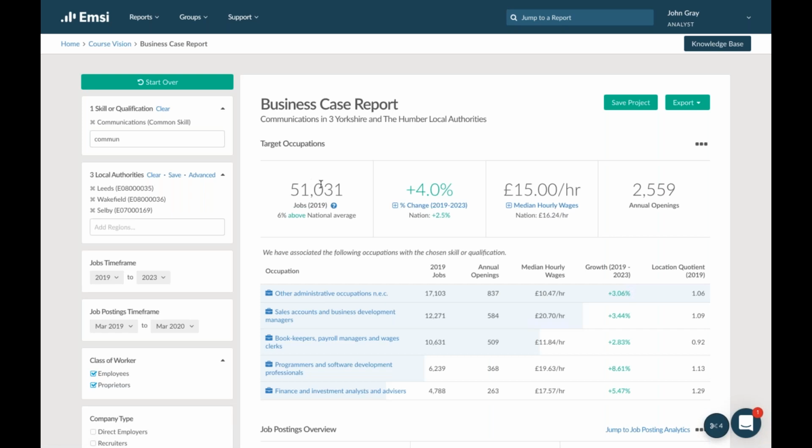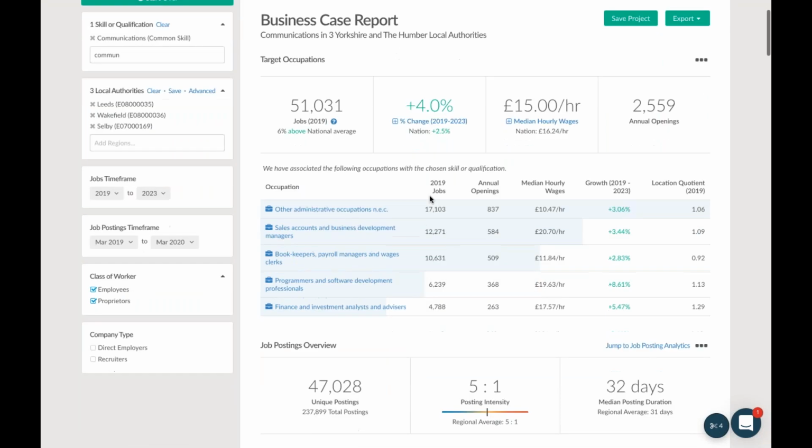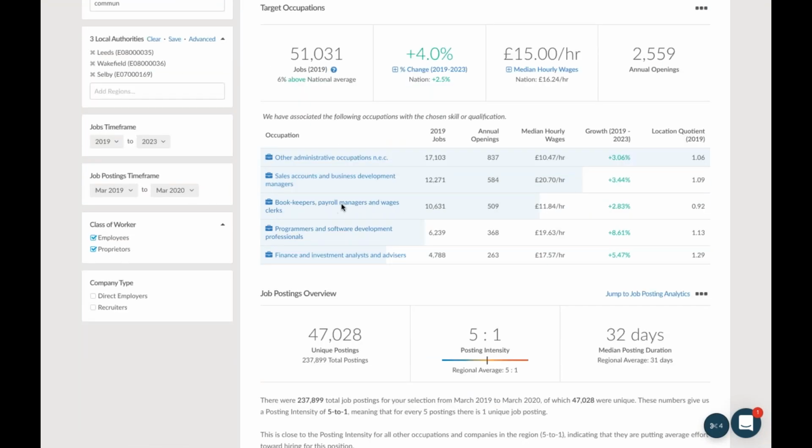And then you can see the importance of that skill within the economy. So 51,000 jobs were reliant on that skill in 2019, and there's a good projection for jobs needing that communication skill out to 2023. And then the top occupations in there.